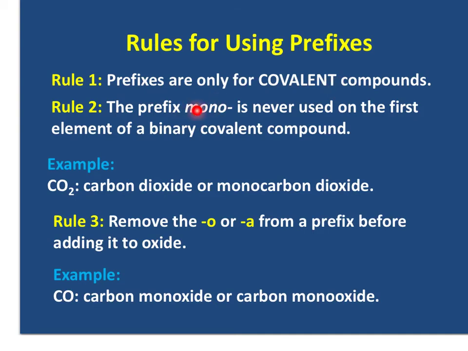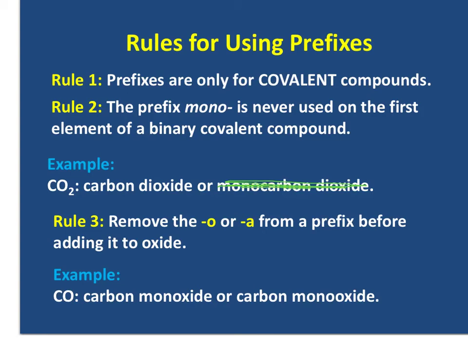Mono. We never use mono in front of the first element when we name the binary covalent compounds. So CO2, is it going to be carbon dioxide or mono carbon dioxide? Remember, we do not use mono in front of the first element, so we do not use this. It will be carbon dioxide.